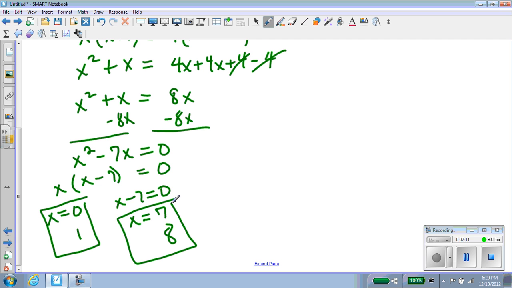Okay, those are the types of word problems we're going to solve together tomorrow.